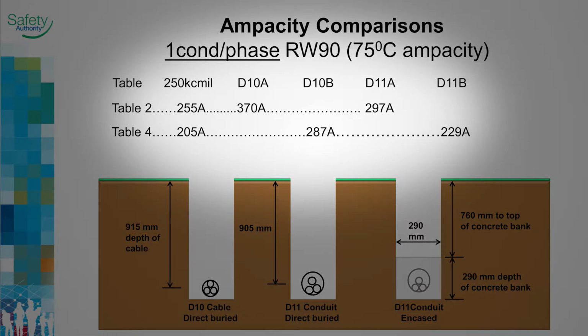In this example, the above ground ampacity determined by Tables 2 or 4 is less than the underground ampacity based on the tables in Appendix D. Therefore, the above ground ampacity must be used and the conductor selected from the corresponding temperature column.